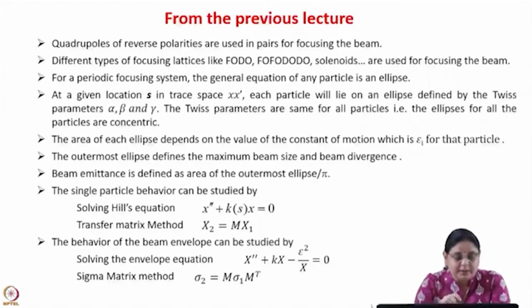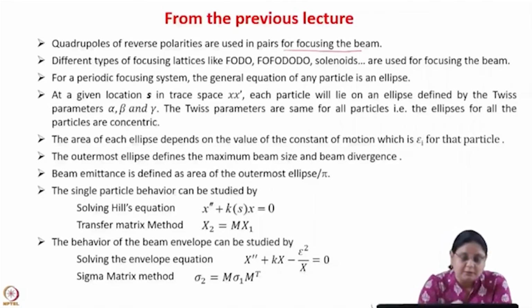So we studied that quadrupoles of reverse polarities are used in pairs for focusing the beam, because we have seen that quadrupoles focus in one direction and defocus in the other direction. Different types of focusing lattices like FODO, FOFODODO, solenoids, etc. are used for focusing the beam in linacs.